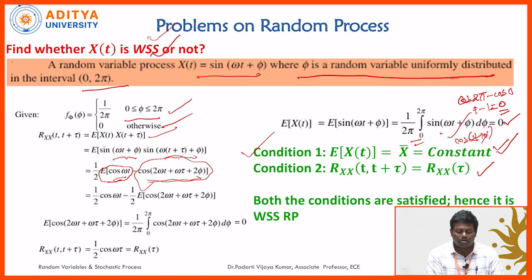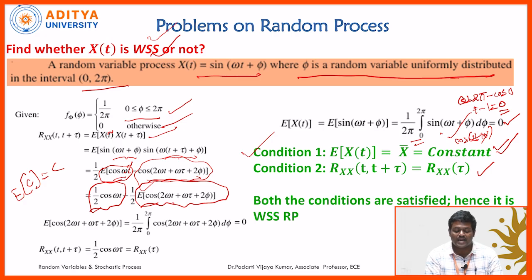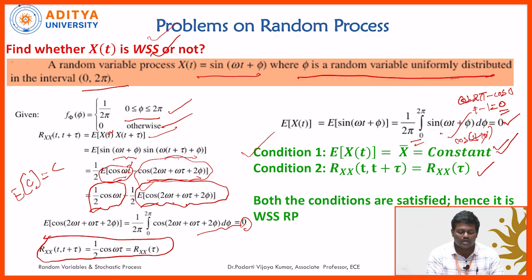We know that cos omega tau is a constant, and the expectation of a constant is the constant itself. So, we will get 1 by 2 cos omega tau. When we compute the expectation for the other function in a similar manner, we will get sin 2 pi minus sin 0, so the overall answer is 0. So, the autocorrelation function is a function of time difference, but not of absolute time.